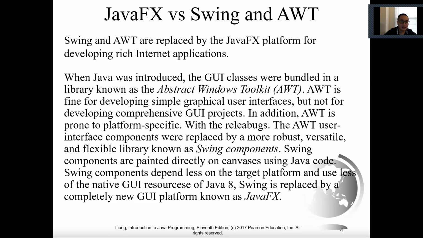When Java was introduced, the GUI classes were bundled in a library, which is AWT, the Abstract Windows Toolkit. AWT is fine for developing simple GUI applications, but not for developing comprehensive GUI projects. AWT is also prone to platform-specific bugs related to the intrinsic operating systems. These are the drawbacks of AWT.